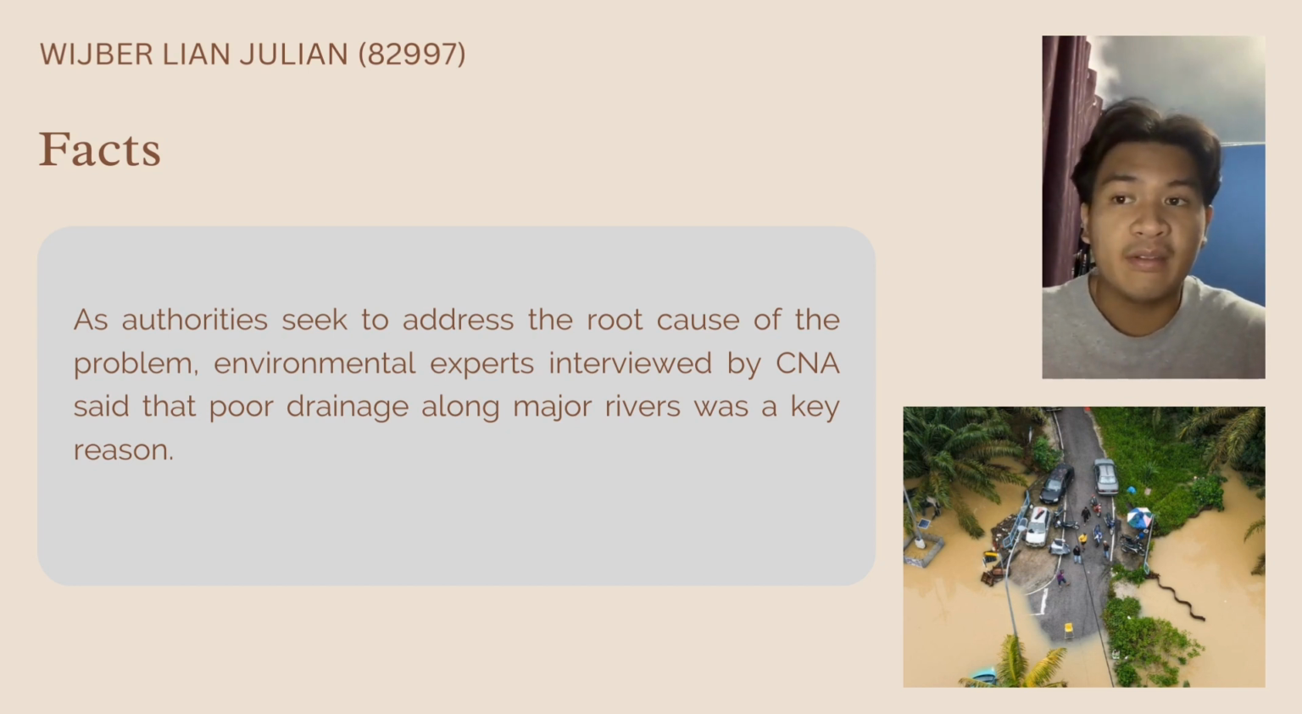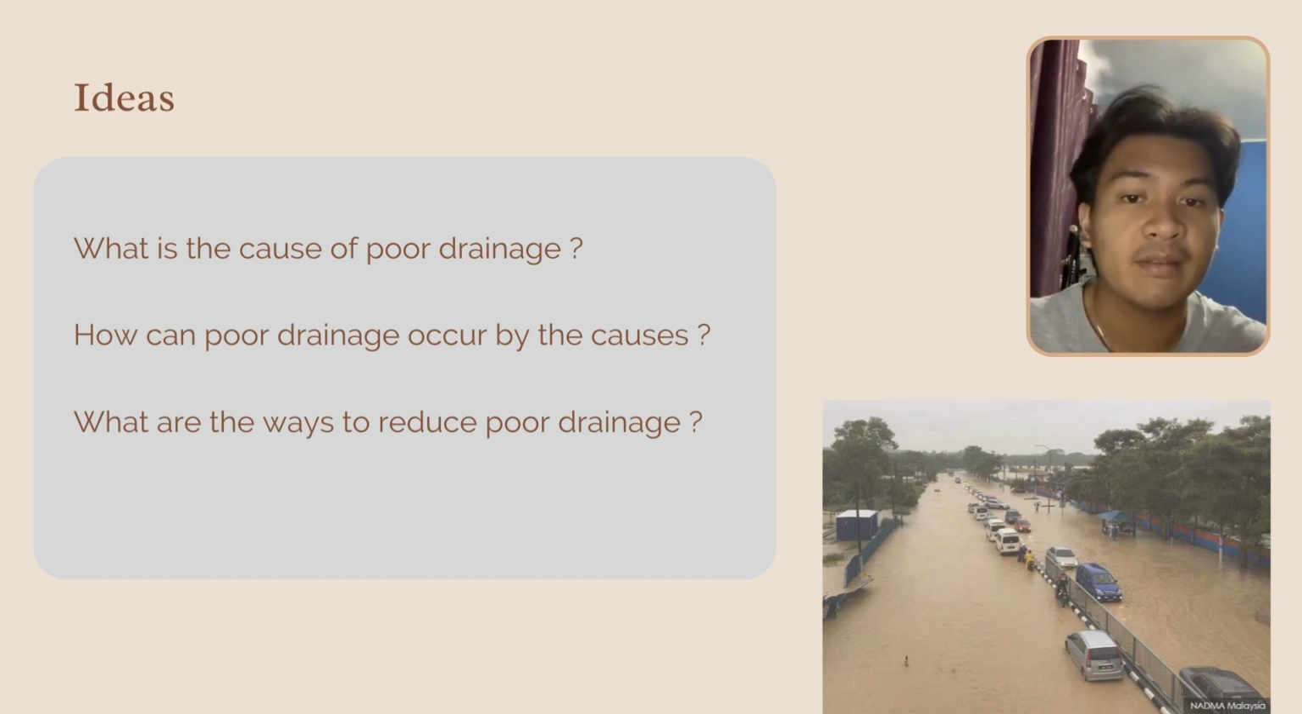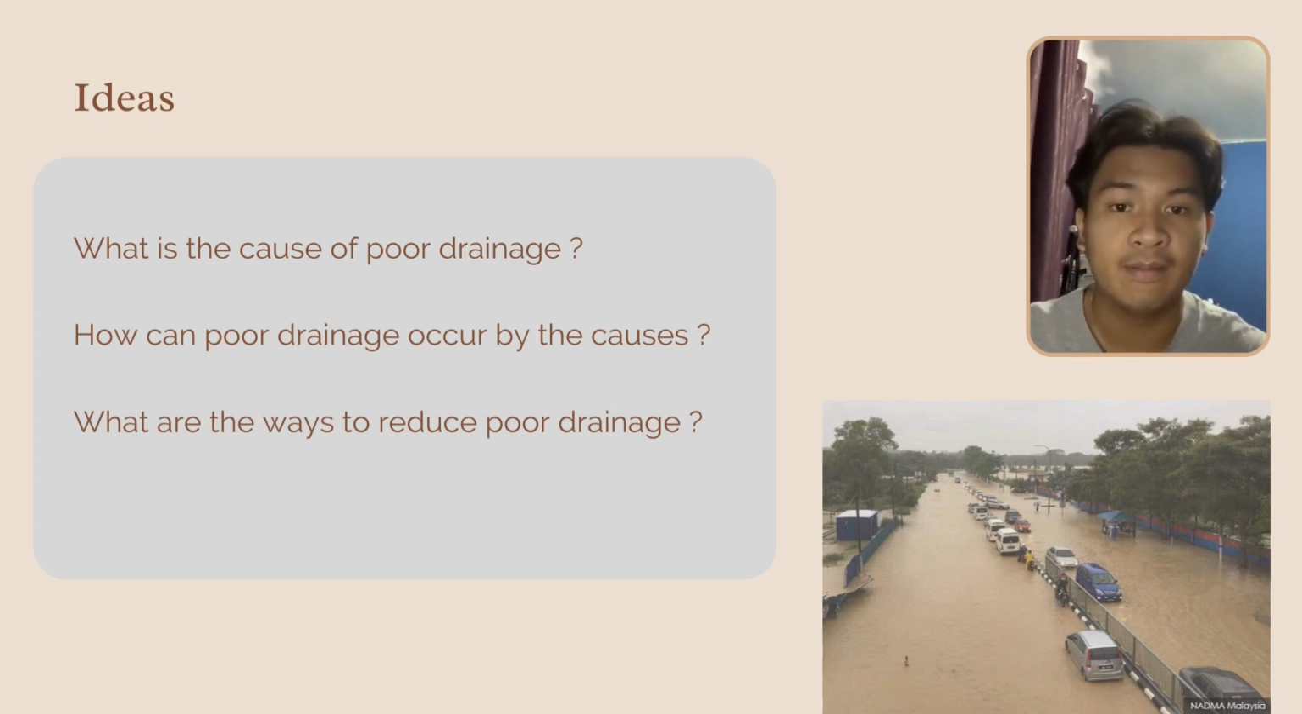So, as authorities seek to address the root cause of the problem, environmental experts interviewed by CNA said that poor drainage along major rivers was a key reason. So, the ideas that can be taken from the fact are: what is the cause of poor drainage? How can poor drainage occur from the causes? What are the ways to reduce poor drainage?